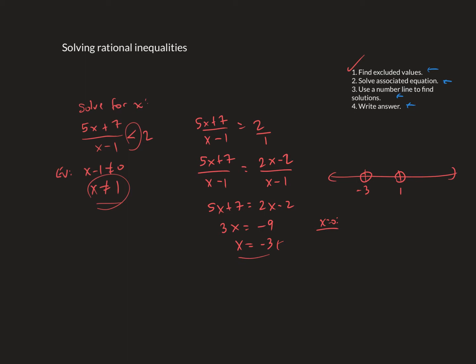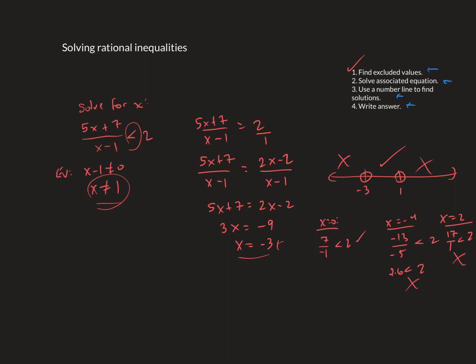When x is 0, I get 7 over -1 is less than 2. That definitely works. So the stuff where 0 is works. I'm going to check -4, which is less than -3. So that would give me -20 plus 7, which is -13, over -5, which is 13/5. Is it less than 2? -13 over -5 is like 2.6. That is not less than 2, so that doesn't work. And if I pick something bigger than 1, say 2, I'm going to get 17 over 1 is less than 2. Definitely not true. So that doesn't work.